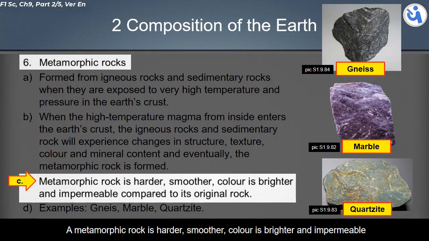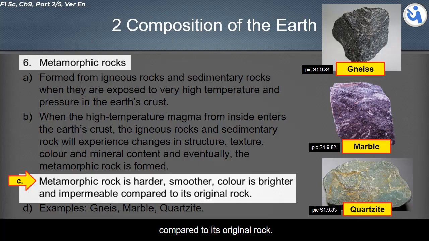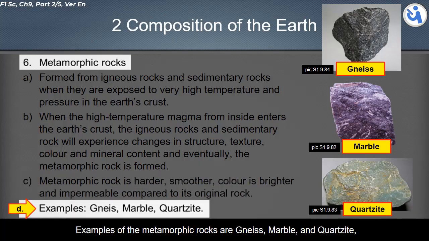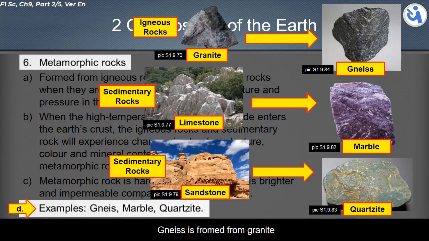A metamorphic rock is harder, smoother, brighter in color, and impermeable compared to its original rock. Examples of metamorphic rocks are gneiss, marble, and quartzite. Gneiss is formed from granite, while marble is formed from limestone. Quartzite is formed from sandstone.